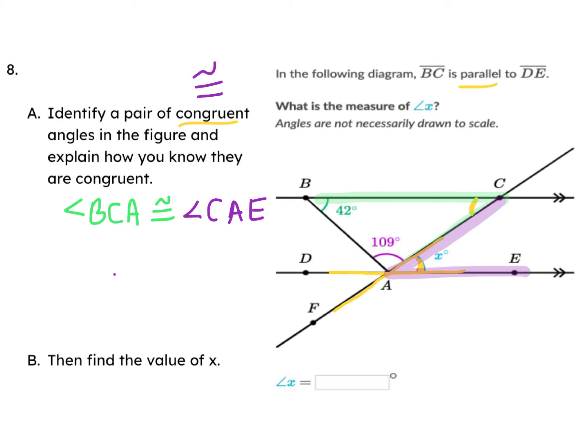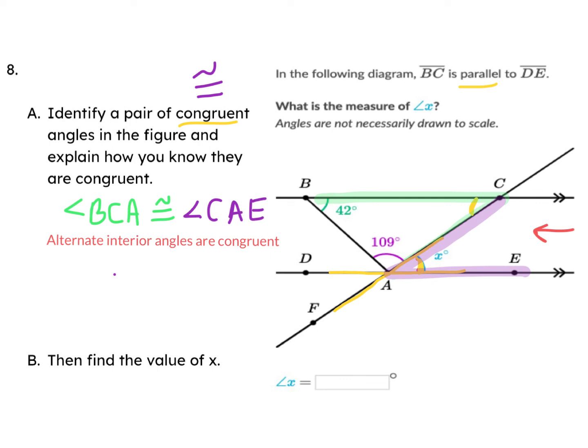And how did I know? I could say I used tracing paper and I rotated the angles and they matched up. I also noticed that they are inside the parallel lines and they're alternate interior angles. So I'm going to use that reason. Okay, so alternate interior angles are congruent.